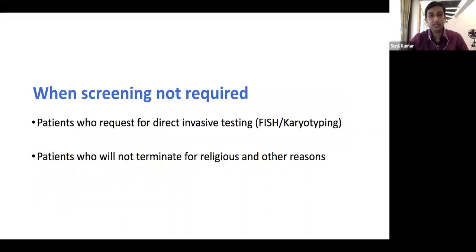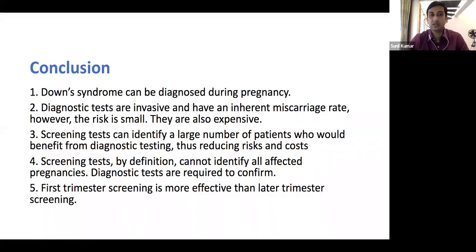So when is screening not required? Patients who request direct invasive testing, meaning they say they don't want screening, they want to know if the baby is normal or abnormal, then don't ask for screening. Ask for invasive testing like FISH or karyotype. Then patients who will not terminate for religious and other reasons, why would you screen those babies? Even if it is abnormal, they are not going to terminate. In such cases, screening is not required.